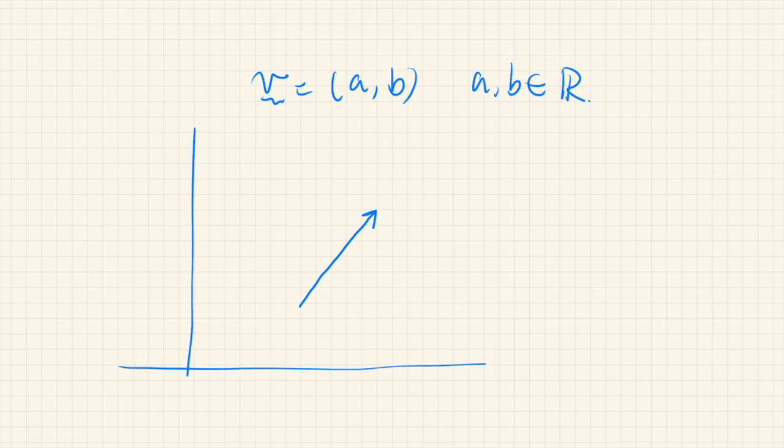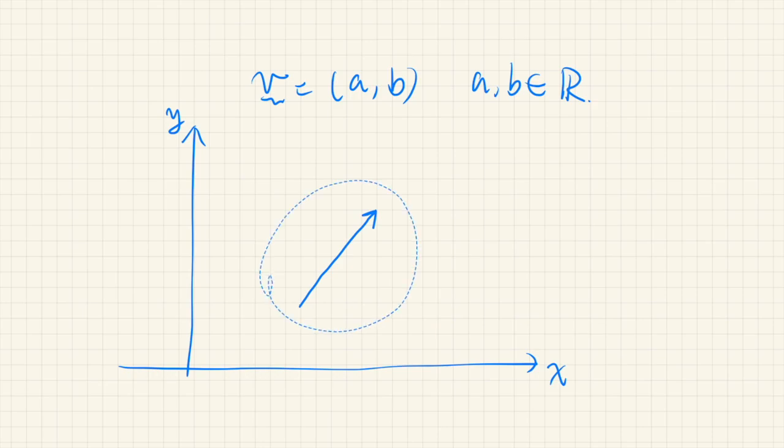Okay, so suppose we have a vector, let's say vector v, that is made of a and b, and a and b are real numbers. And that vector may be represented as an arrow on the plane. What's important is that if we make a coordinate system in this plane, let's say x coordinate and y coordinate, we don't care about the position of the vector.